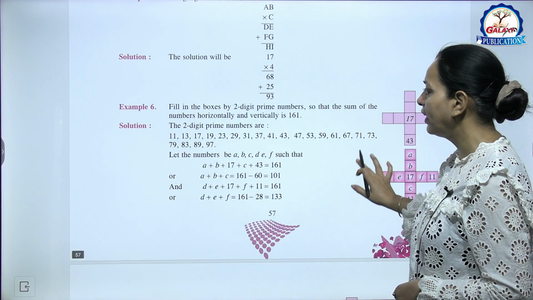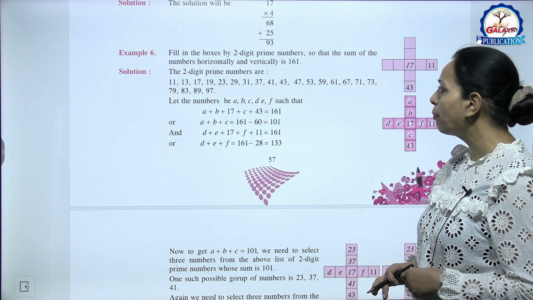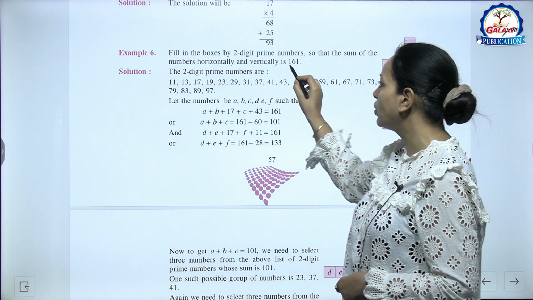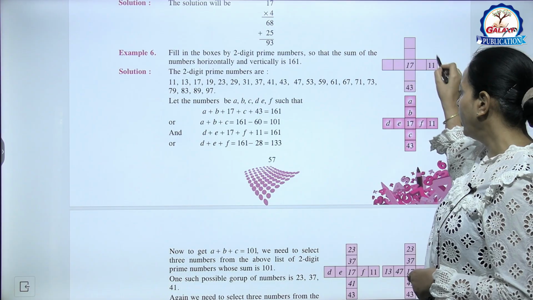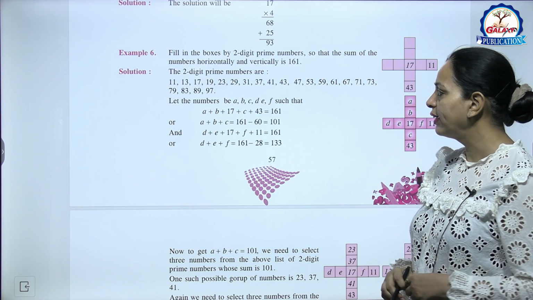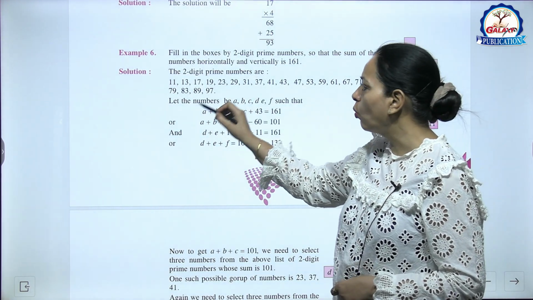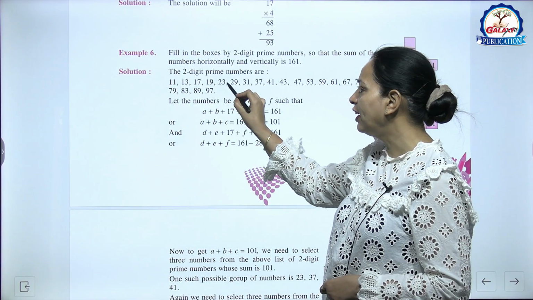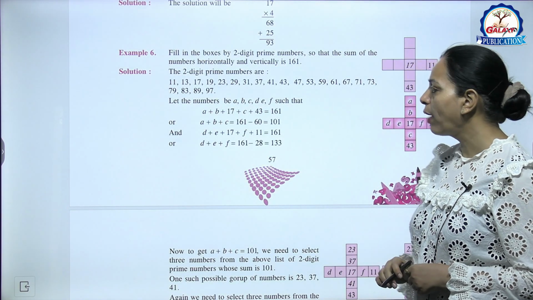So you can try like this. Now example 6, filling the boxes by 2-digit prime numbers so that the sum of the numbers horizontally and vertically is 161. Okay, हमें numbers fill करने हैं so that the sum becomes 161, and here 2-digit prime numbers. So the 2-digit prime numbers are 11, 13, 17, 19, 23, 29. First of all, write all 2-digit prime numbers.